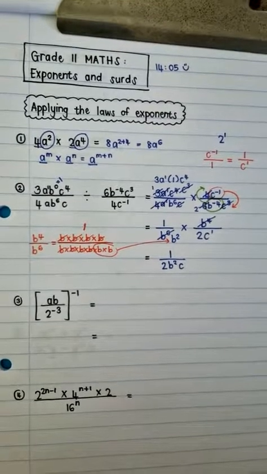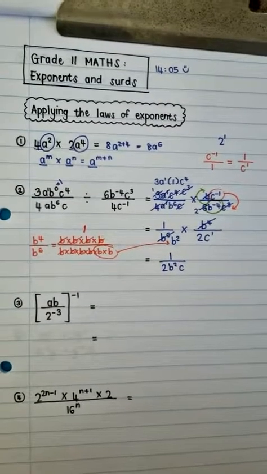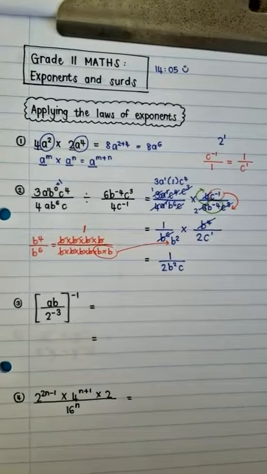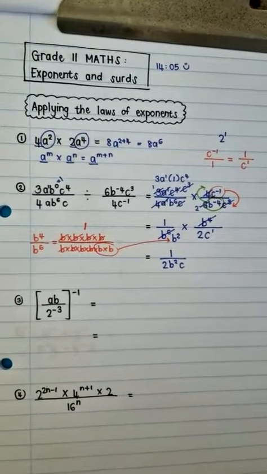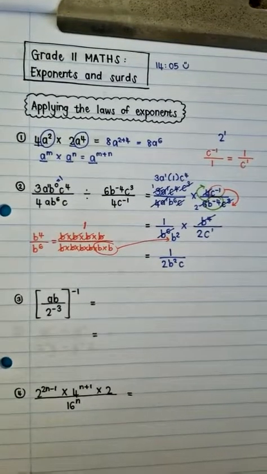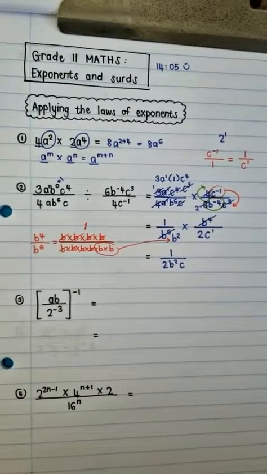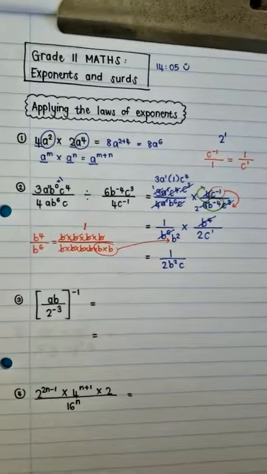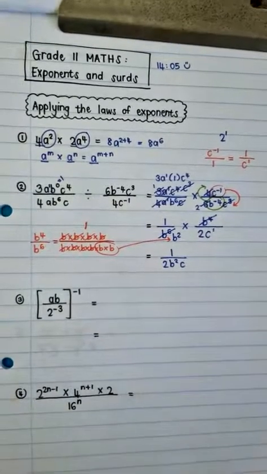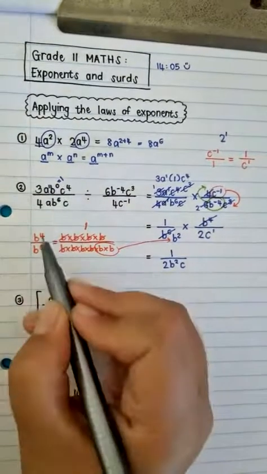Yes, when dividing the same base, we subtract the exponent, yes. Okay, this is pure maths. Let's see. Times is plus, divide is minus. Exactly, that is exactly correct. Let me show you quickly here.